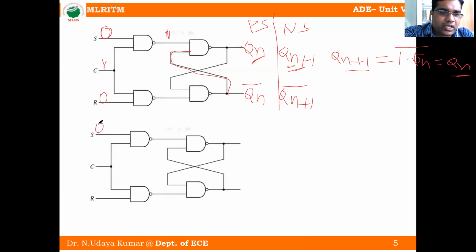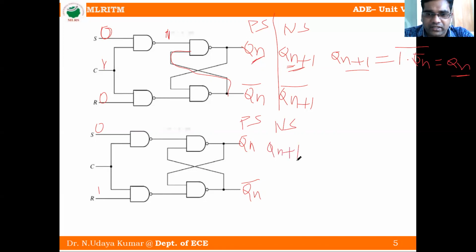So this is 0 and this is 1. We know that this terminal is the present state Qn and the complement of the present state is Qn bar. So this is called the present state. Next state means Qn plus 1 is the next state, and Qn plus 1 bar is the next state complement. Now we will find Qn plus 1 for this input 0 1.